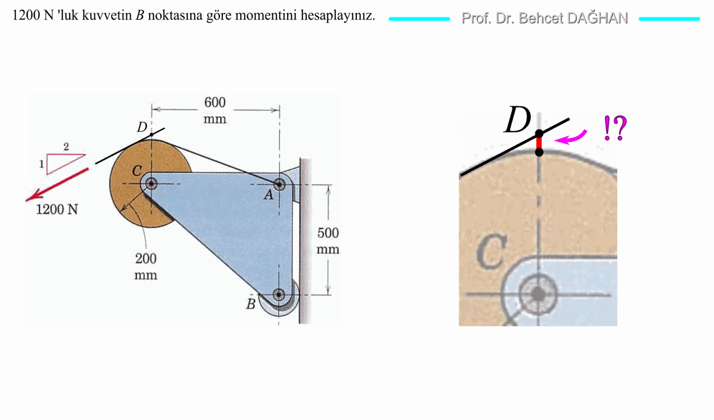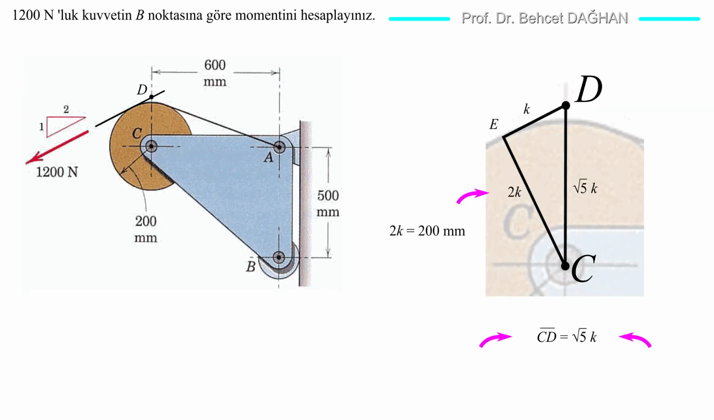We shouldn't neglect the small distance there. Distance CD isn't equal to the pulley's radius. Now let's find distance CD. To find distance CD, we construct right triangle CED. The ratio of the legs of this right triangle is again 1 to 2.